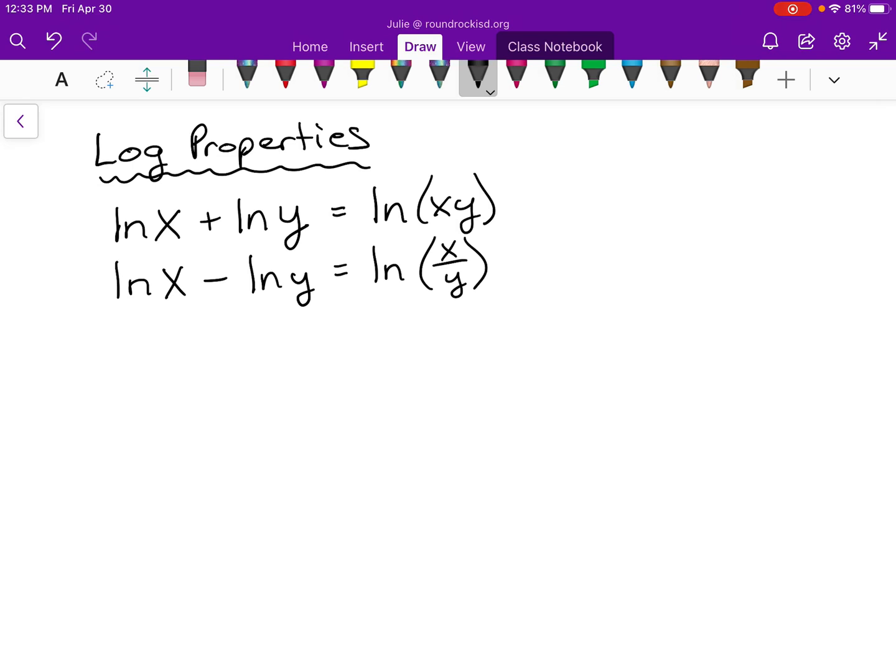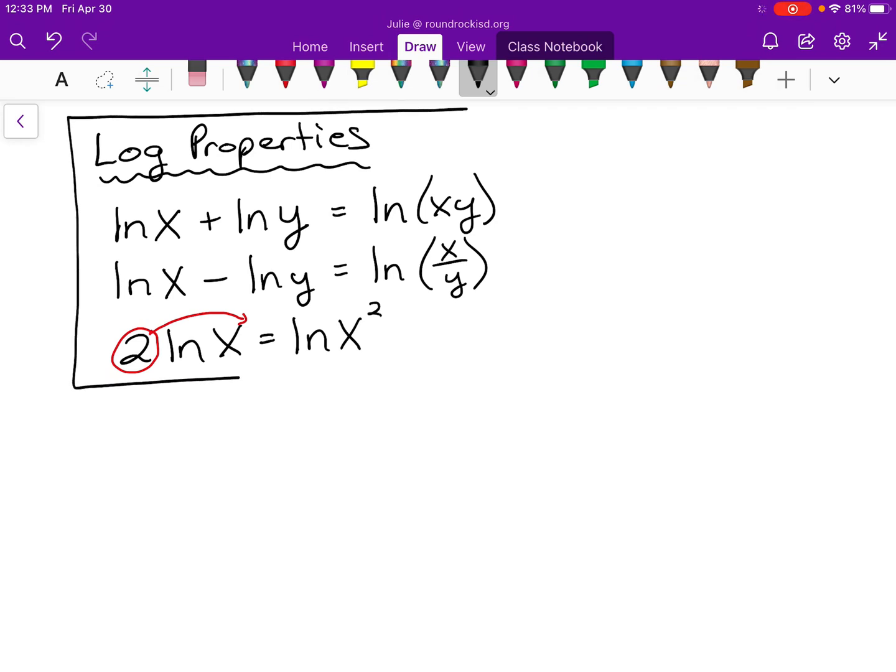And then the last one is if I have a number like, let's say 2 out in front of the natural log, that 2, or whatever number is out there, can be brought up as an exponent inside of the natural log. So that would be natural log of x squared. So these are our log properties. They were valid for regular logs. They're valid for natural logs. They're valid for all logs.